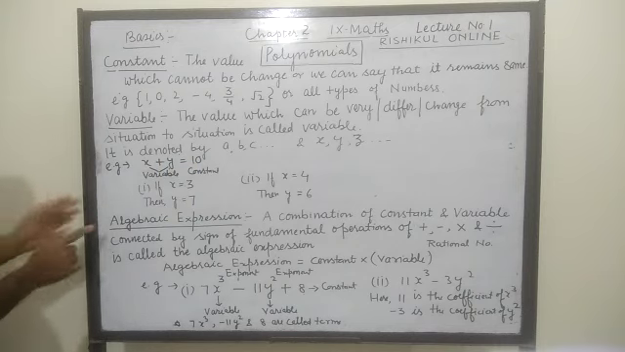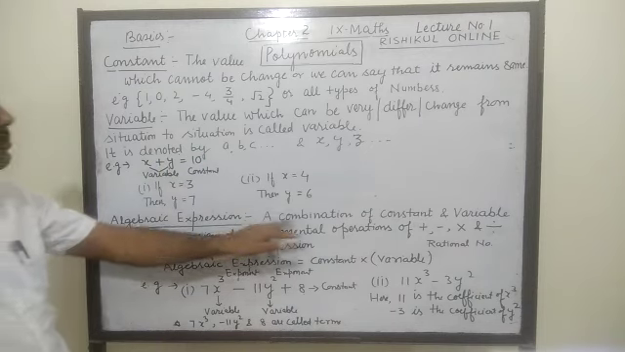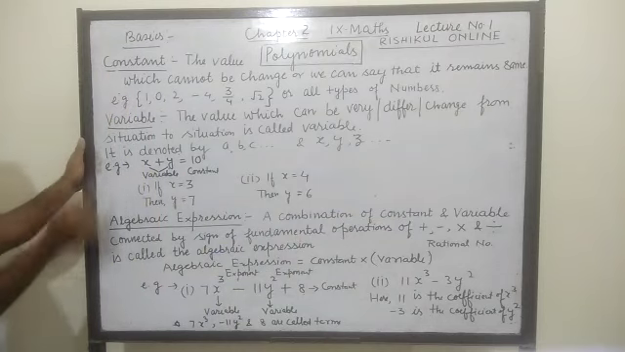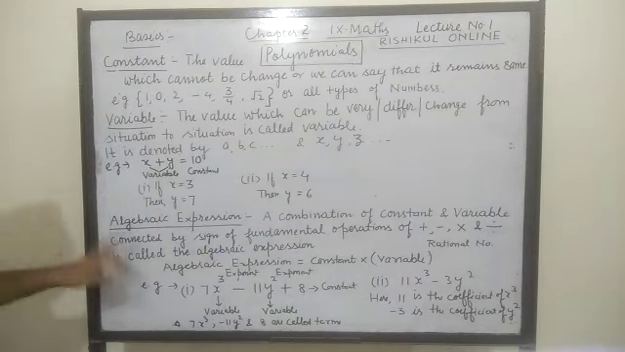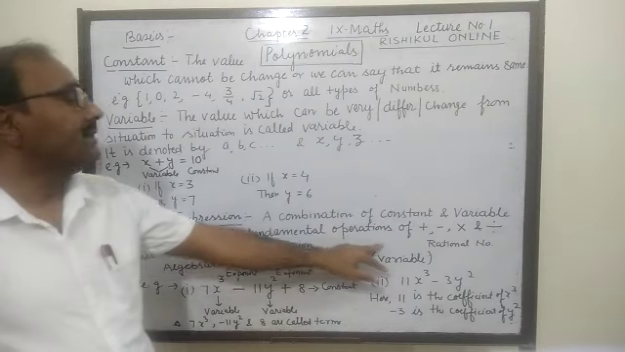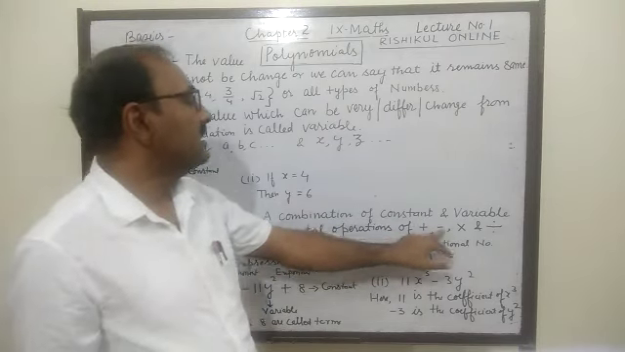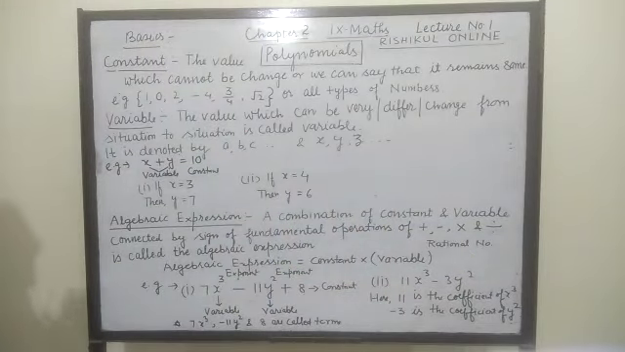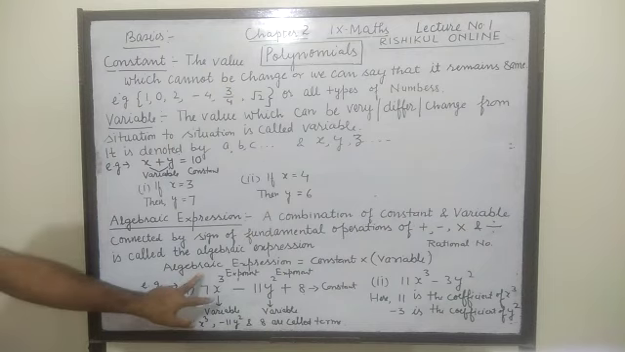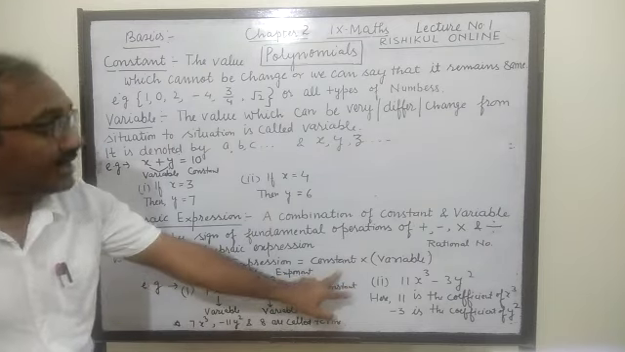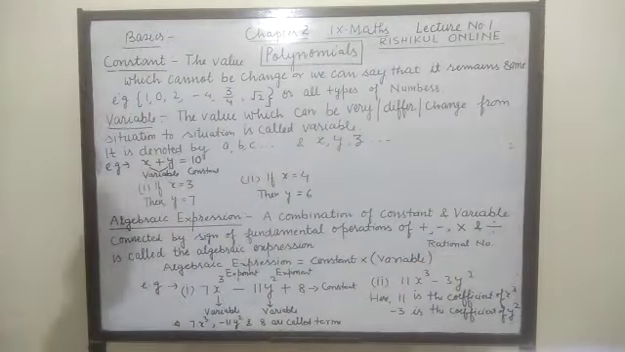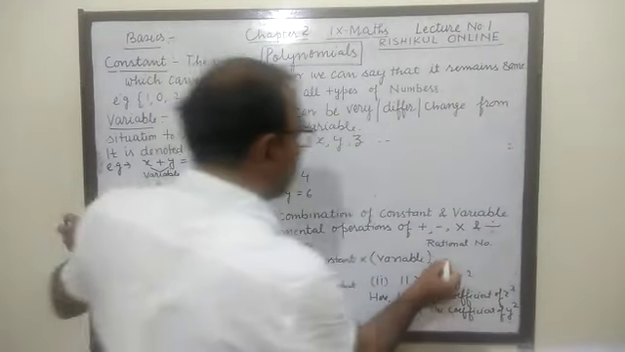And then algebraic expression. You listen carefully. What is algebraic expression? A combination of constant and variable connected by the sign of fundamental operations plus, minus, multiply and divide is called algebraic expression. You see very attentively, algebraic expression equals constant into variable whole to the power a rational number.